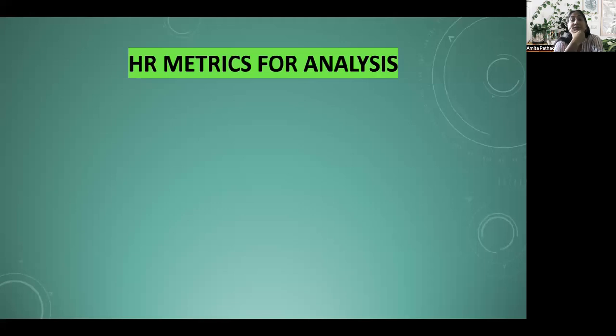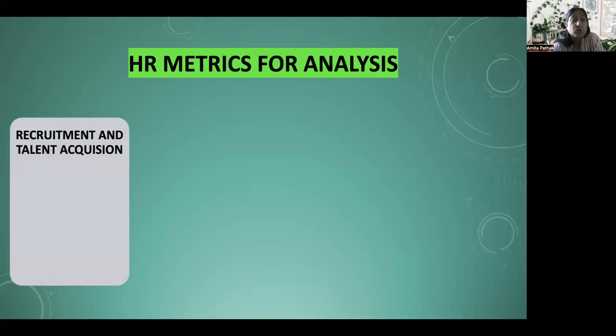Next comes HR metrics for analysis. As the term HR metrics has come 2 or 3 times, it's essential to understand what HR metrics are. Recruitment and talent acquisition. As I told you, being an HR professional, there are different types of functions the HR person will handle, but we can categorize HR functions into different categories, and similarly, we can also categorize HR metrics based on the type of department they are talking of for analysis. Like in recruitment and talent acquisition, what comes? Time to fill. The first metric: there is a vacancy or a position, so how much time to fill that vacancy or position.